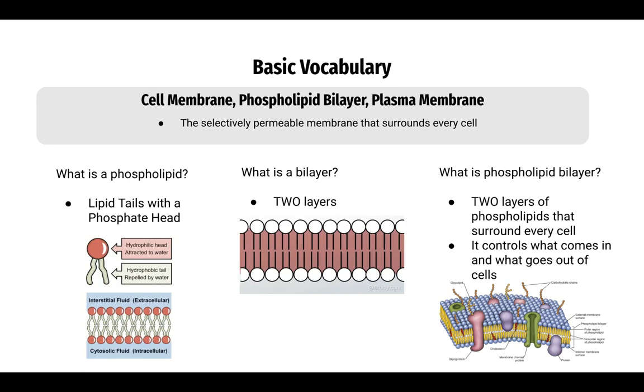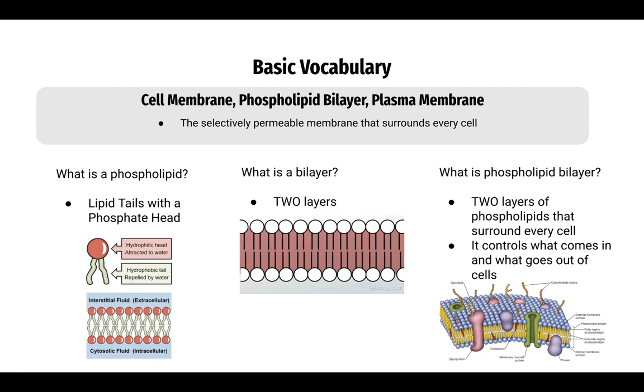So we're just going to go over some basic vocabulary. We hit a couple of these, but this is just the background for the unit. When we're talking about the cell membrane, the cellular membrane, the phospholipid bilayer, the plasma membrane, all of these things are identical. We're always talking about the membrane around the outside of every single cell that's ever been a cell. We're talking about the cell membrane, plasma membrane, phospholipid bilayer as the selectively permeable membrane that surrounds every single cell. It's what's around the outside of every single cell.